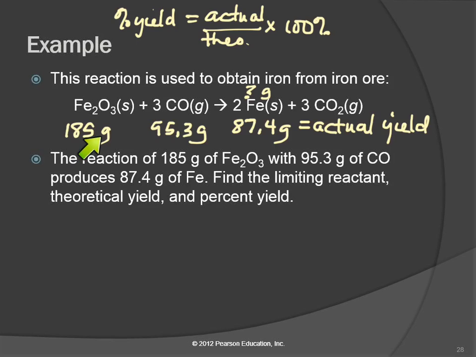We're given masses of both reactants. Two reactants, two masses, that means two equations. So we're going to take grams of Fe2O3 and find out how many grams of iron could be made. And we're going to take grams of CO and find out how many grams of iron can be made. We're going to pick the smaller of those two numbers, and that's our theoretical yield. The theoretical yield is calculated. Okay, so let's do this.